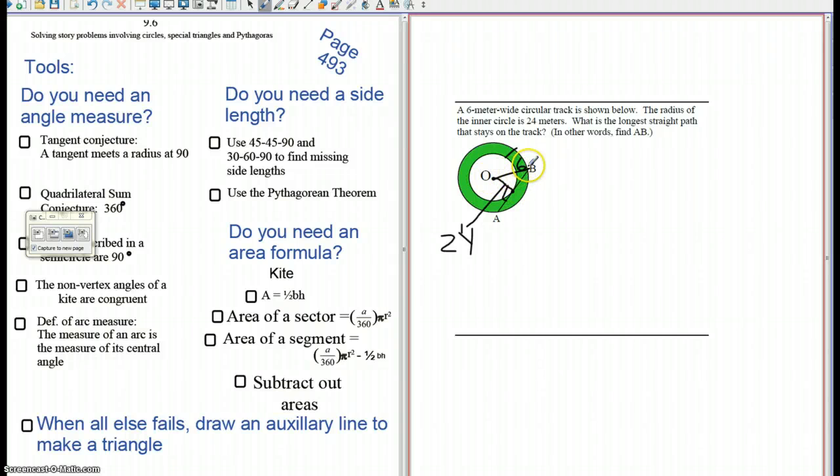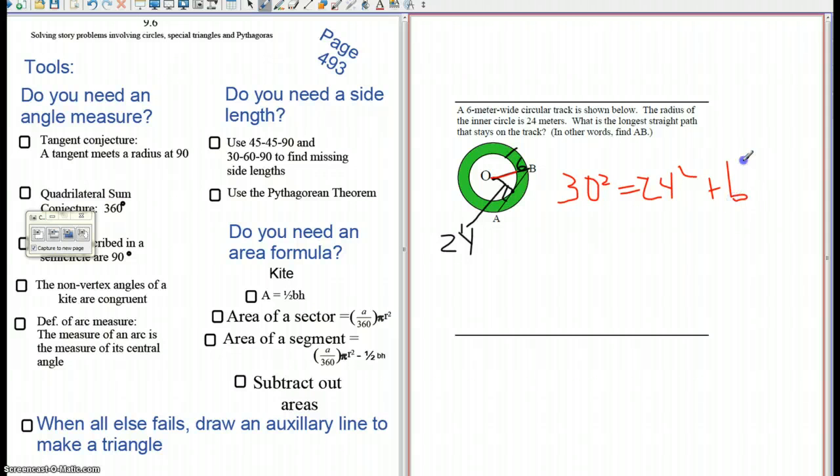Now I know two side lengths. I don't know the whole thing here. I know this is 6. Oh, wait a minute. But I do know the distance from O to the edge of the inner circle. That's 24. So this entire side OB is 24 plus 6. In other words, that's 30. And using the Pythagorean theorem, I know this is the hypotenuse. So this will be 30 squared equal to a squared, which is 24, plus b squared.